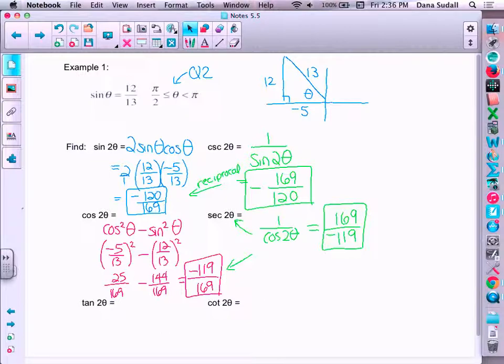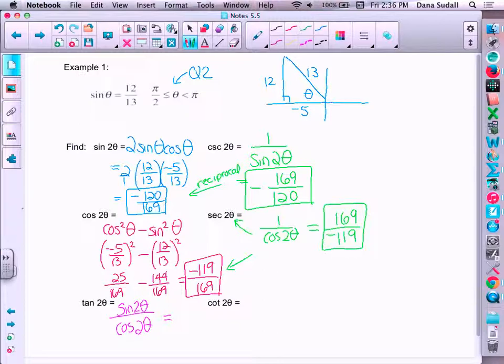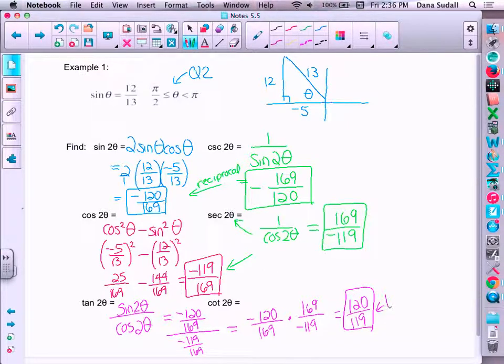All right, and then finally for tangent 2 theta, we could, if we wanted to, just make the sine of 2 theta divided by cosine of 2 theta, because I already found those two values instead of using the tangent formula. Sine of 2 theta, that was negative 120 divided by 169. Cosine was negative 119 divided by 169. And I can just change that to multiply by the reciprocal. And that'll give me positive 120 over positive 119 for the tangent.